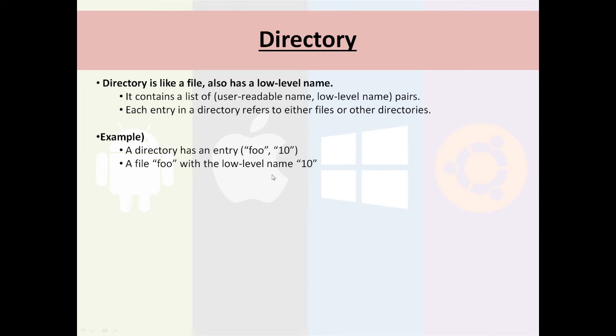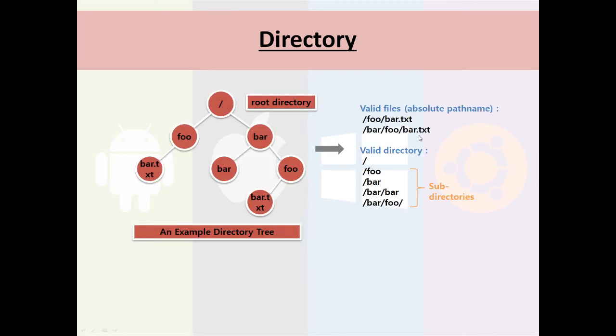Now since a directory has its own inode or low-level name, it will also have its own user-readable name. So foo could be an actual directory itself with the corresponding low-level name of 10. So each entry in a directory refers to either files or other directories. And by placing directories within other directories, users are able to build an arbitrarily long directory tree or directory hierarchy, under which all the files and directories are stored.